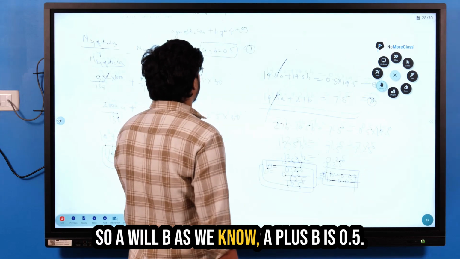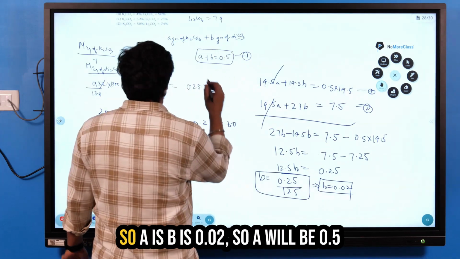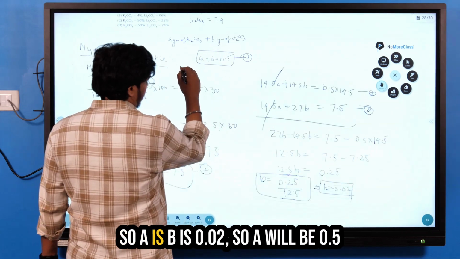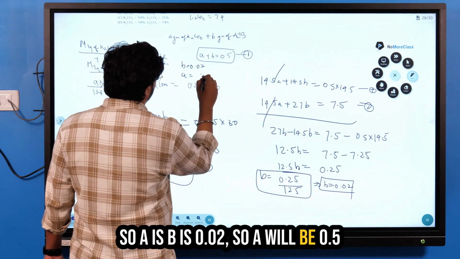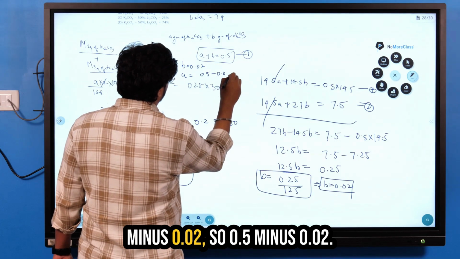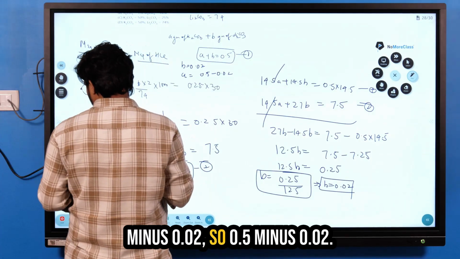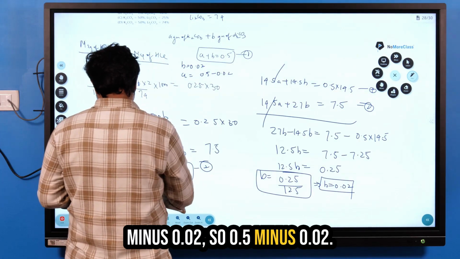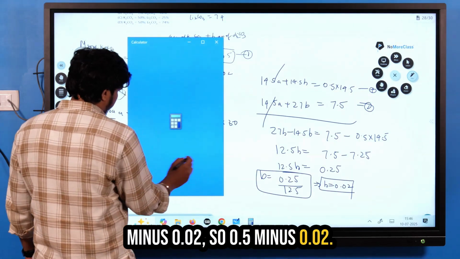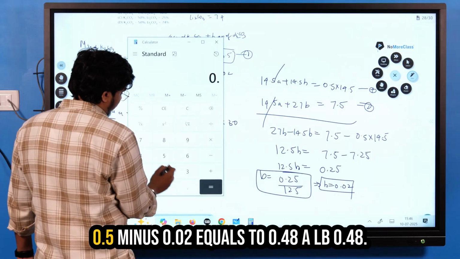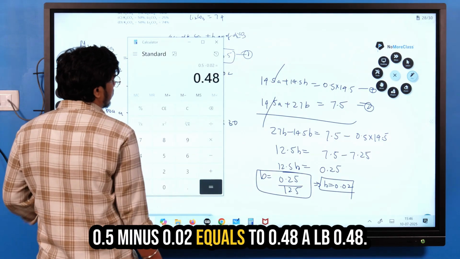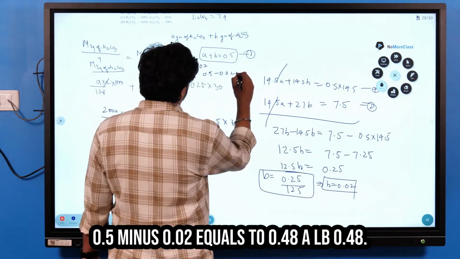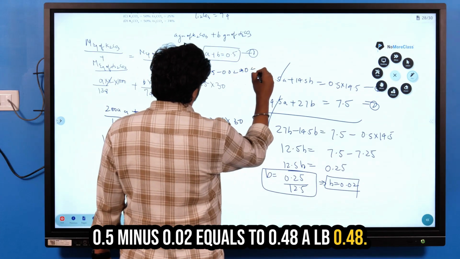So A will be, as we know, A plus B is 0.5, and B is 0.02. So A will be 0.5 minus 0.02, which equals 0.48. A will be 0.48.